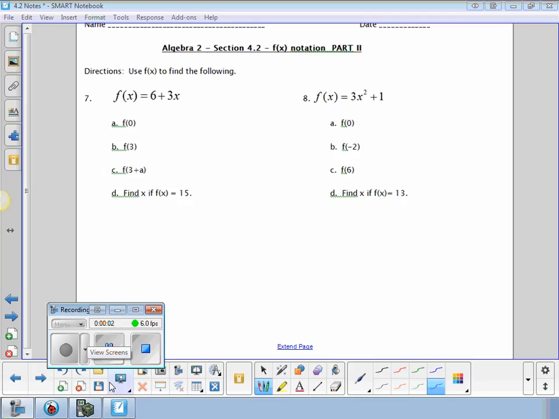So in number 8, they're saying that when you take this function machine and you put an x right here, you're supposed to do this to it.